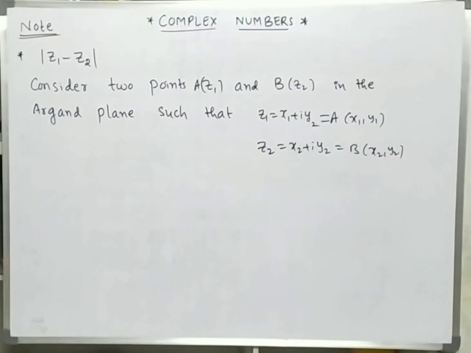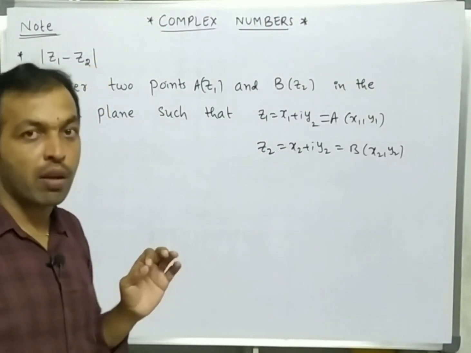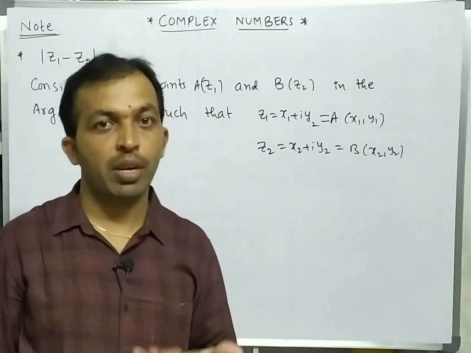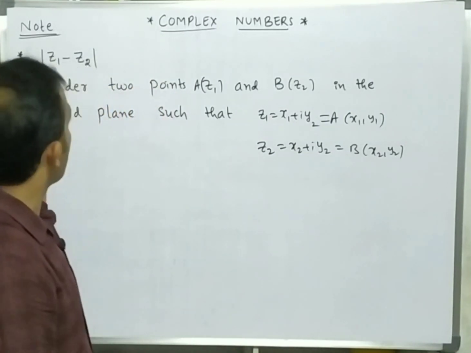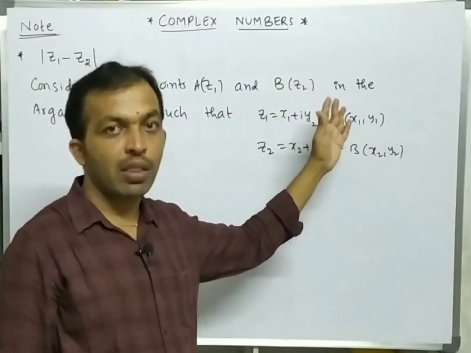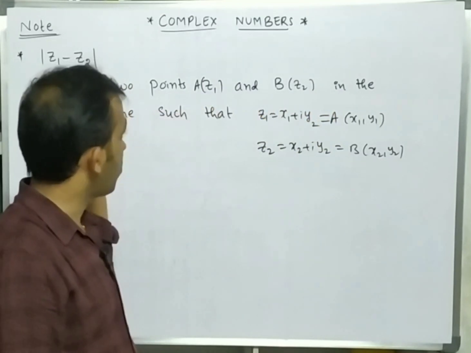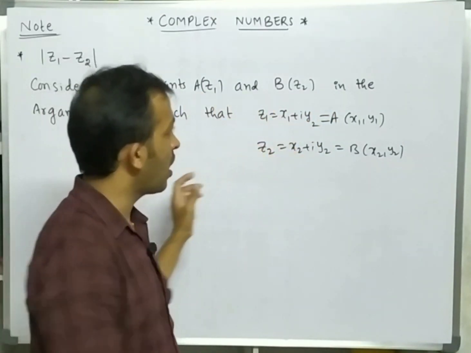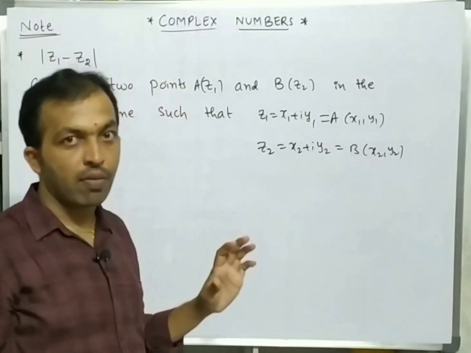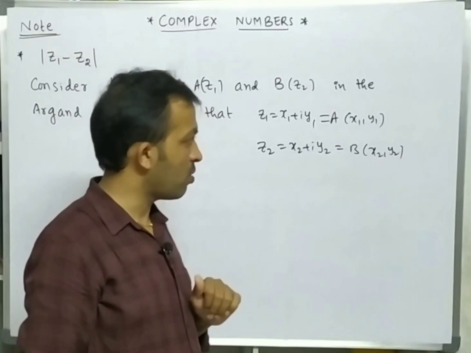Now, the geometrical representation of some expressions. Here I am taking modulus of z1 minus z2, and what it represents geometrically. Consider two points, A(z1) and B(z2) in the Argand plane. z1 is represented as x1 plus iy1, that is A(x1, y1), and z2 as x2 plus iy2, that is B(x2, y2).